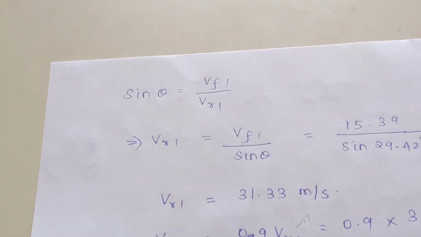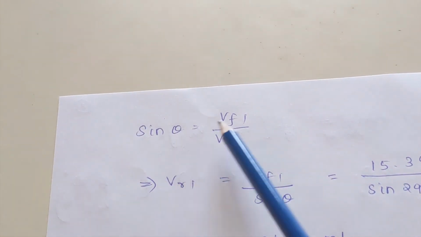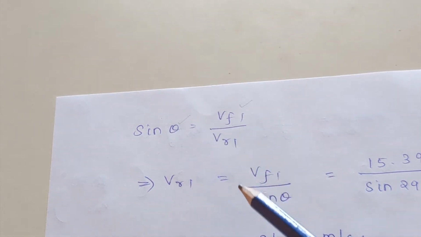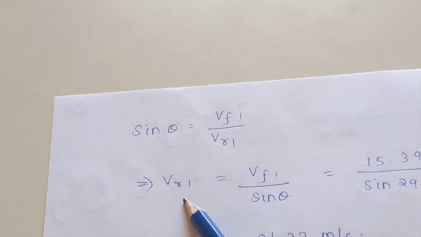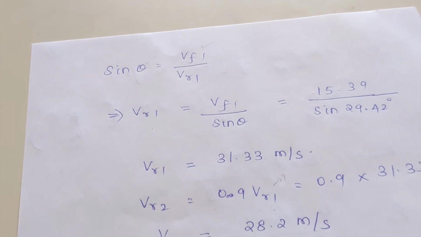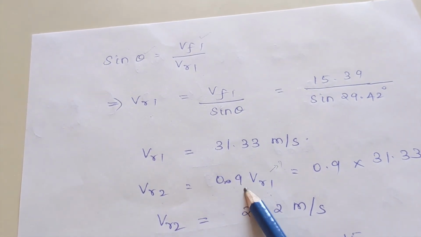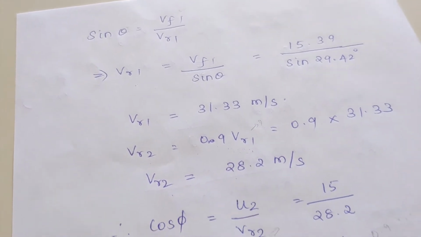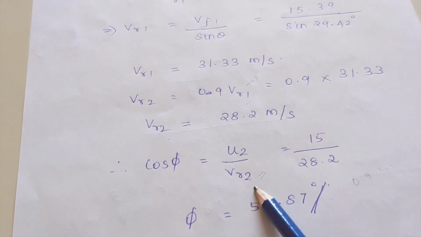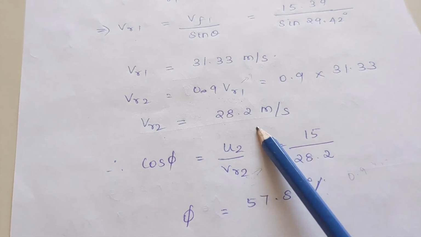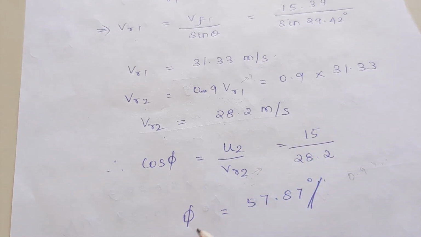Again from the inlet velocity triangle, sin theta is equal to VF1 divided by VR1. Here VF1 is a known value, theta is a known value, so you can directly find VR1. From VR1 you can find VR2 using the relation 0.9 VR1. This is given in the problem. After finding the value of VR2, you can substitute in the cos phi equation, U2 divided by VR2. U2 is given in the problem, VR2 we found. So substitute it and you can find phi.